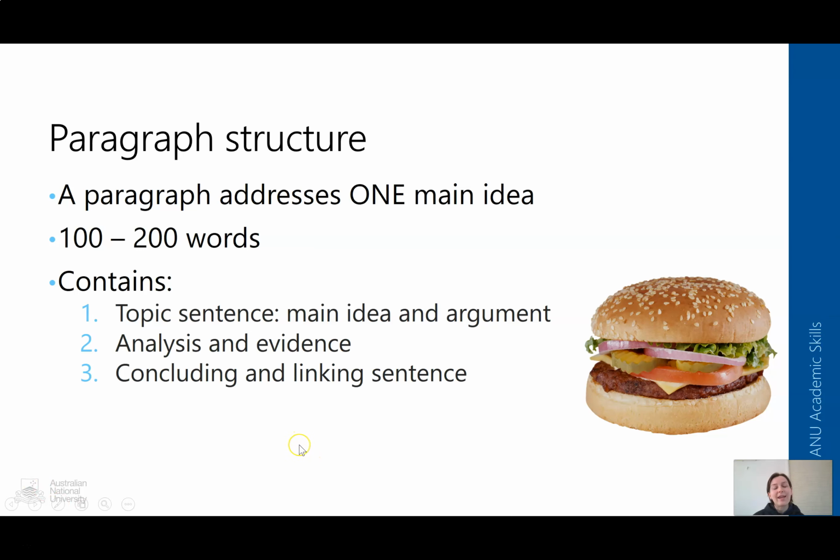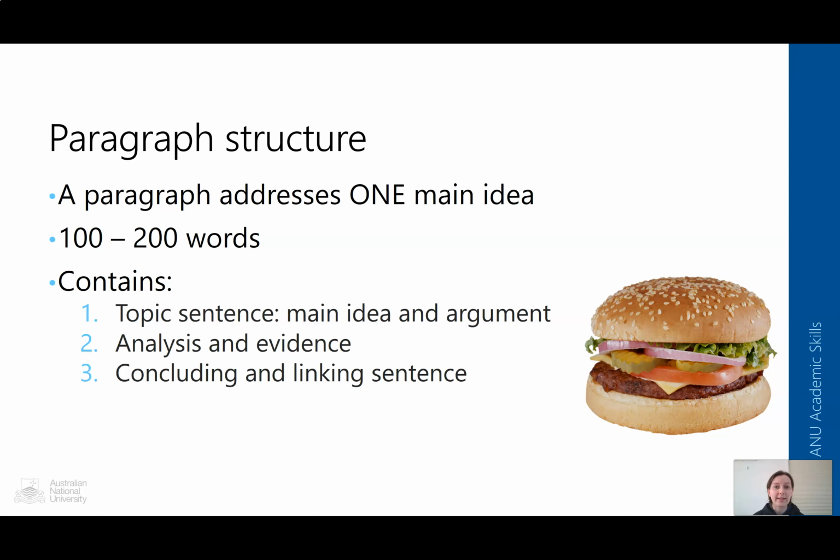Think about it as containing three main things. First of all, your topic sentence, which explains how the evidence that you're talking about in that paragraph answers the question. So what's the main idea or evidence for that paragraph, and what's the answer to the question? Then you get to go into that evidence in detail, analyze it. Finally, you might include a concluding and or linking sentence, which is where you sum up what has that paragraph shown for your answer.